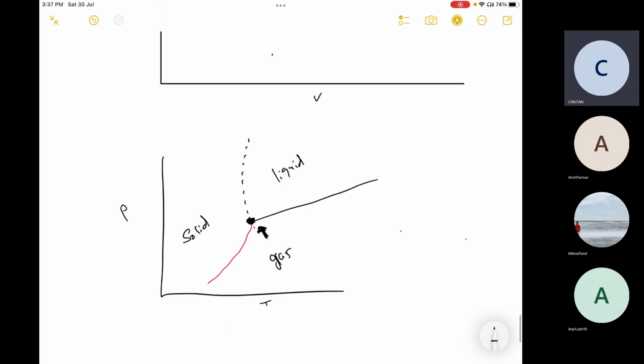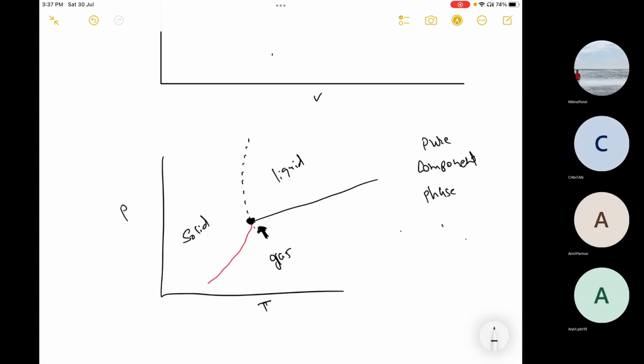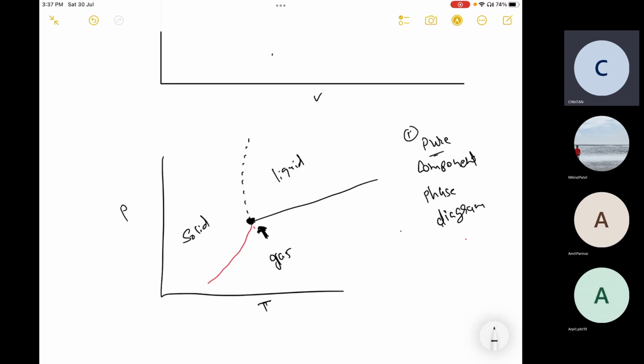Are you familiar with this diagram? This is the pure component phase diagram. Yes, sir. Okay. So this point is the triple point, where all phases coexist. And we have this critical point.